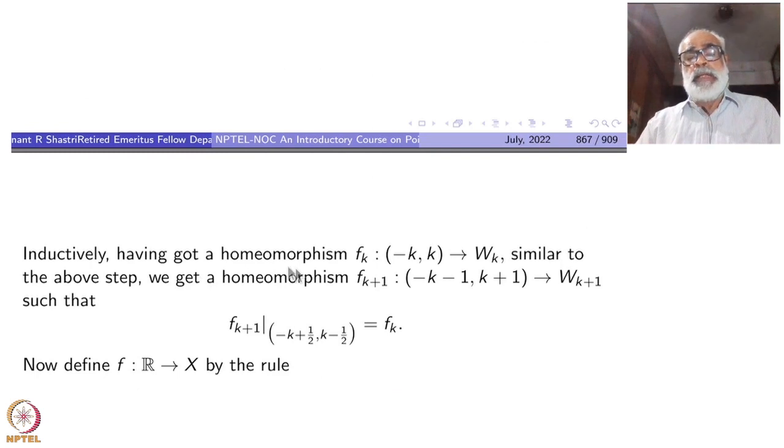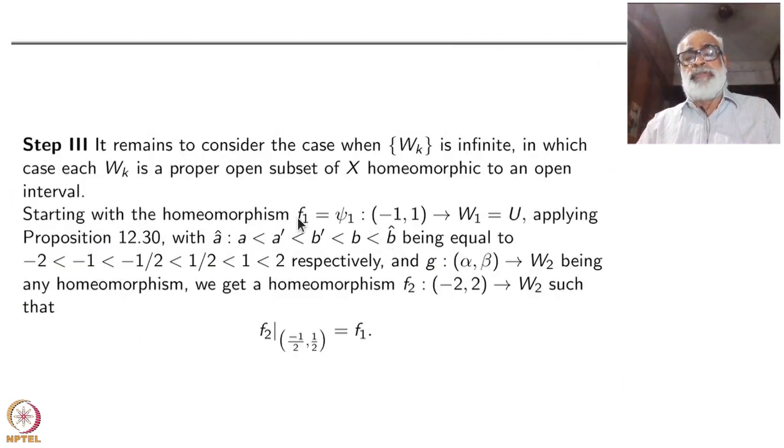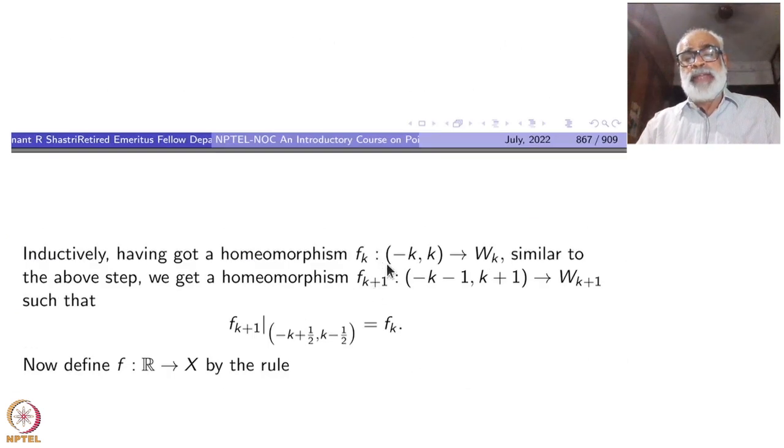Inductively, having got a homeomorphism, this is the starting point F1. Instead of psi 1, I am using the notation F1 in the inductive hypothesis. Then F2 is from minus 2 to 2, F3 will be minus 3 to 3, and so on. So Fk is from minus k to plus k to Wk. Similar to the above step, we get a homeomorphism F(k+1) from minus k minus 1 to k plus 1 onto W(k+1), such that restricted to a smaller interval of minus k plus k, namely minus k plus half to k minus half, on that it is Fk, the old map.